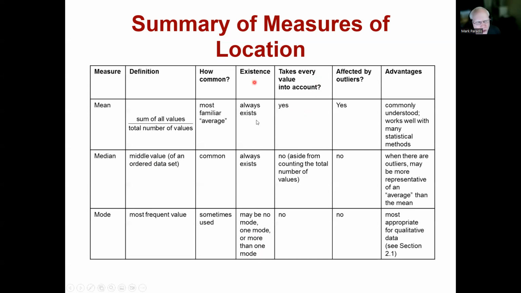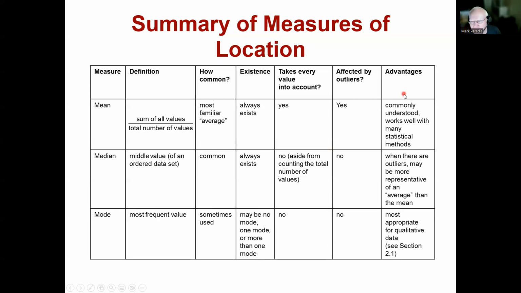Does it take every value or every observation into account? The mean does. The median does not. Other than counting how many observations there are, it drops everything except for the middle one or the middle 2. And the mode, again, no, it's just taking the most common ones. Affected by outliers, yes for the mean, no for the median and the mode.